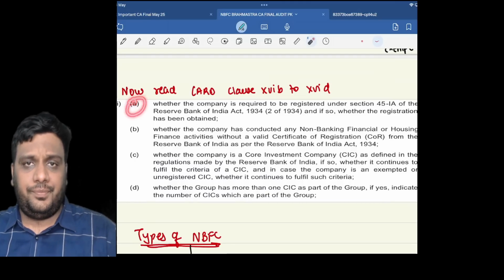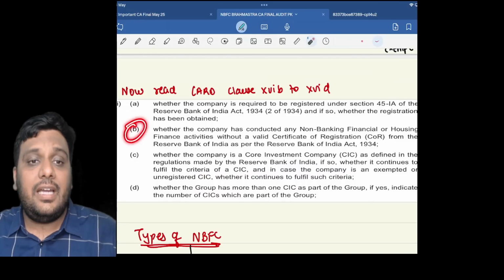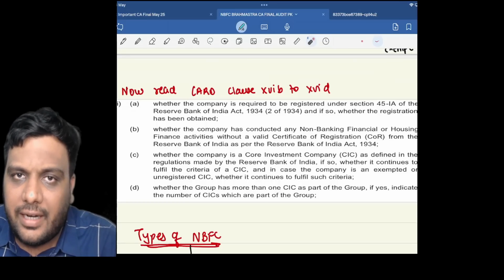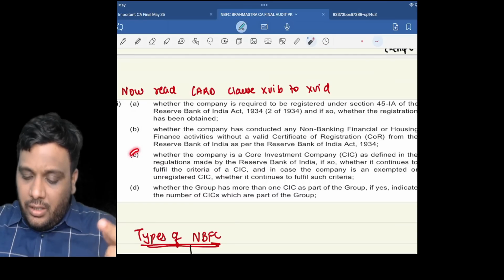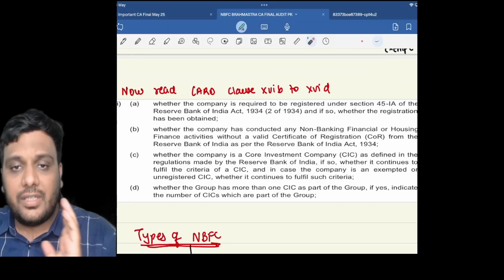16A talks about whether the company is required to be registered, the 50-50 rule. 16B says that if the company is required to be registered, whether without registration they have performed any kind of NBFC activities. So A and B is all about registration requirements. C and D is all about core investment company. They are asking whether the company is a core investment company.